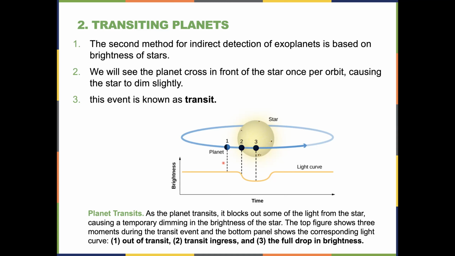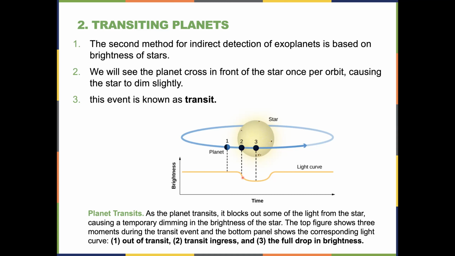And what would happen in terms of brightness is, let's say you have this planet at position 1. At position 1, the star is not covered by the planet, and because of that, the brightness that you receive from the star will be stable. And at point 2, you can see that the planet partially covers the star. Because of that, there will be a drop in the light at this particular position, right?